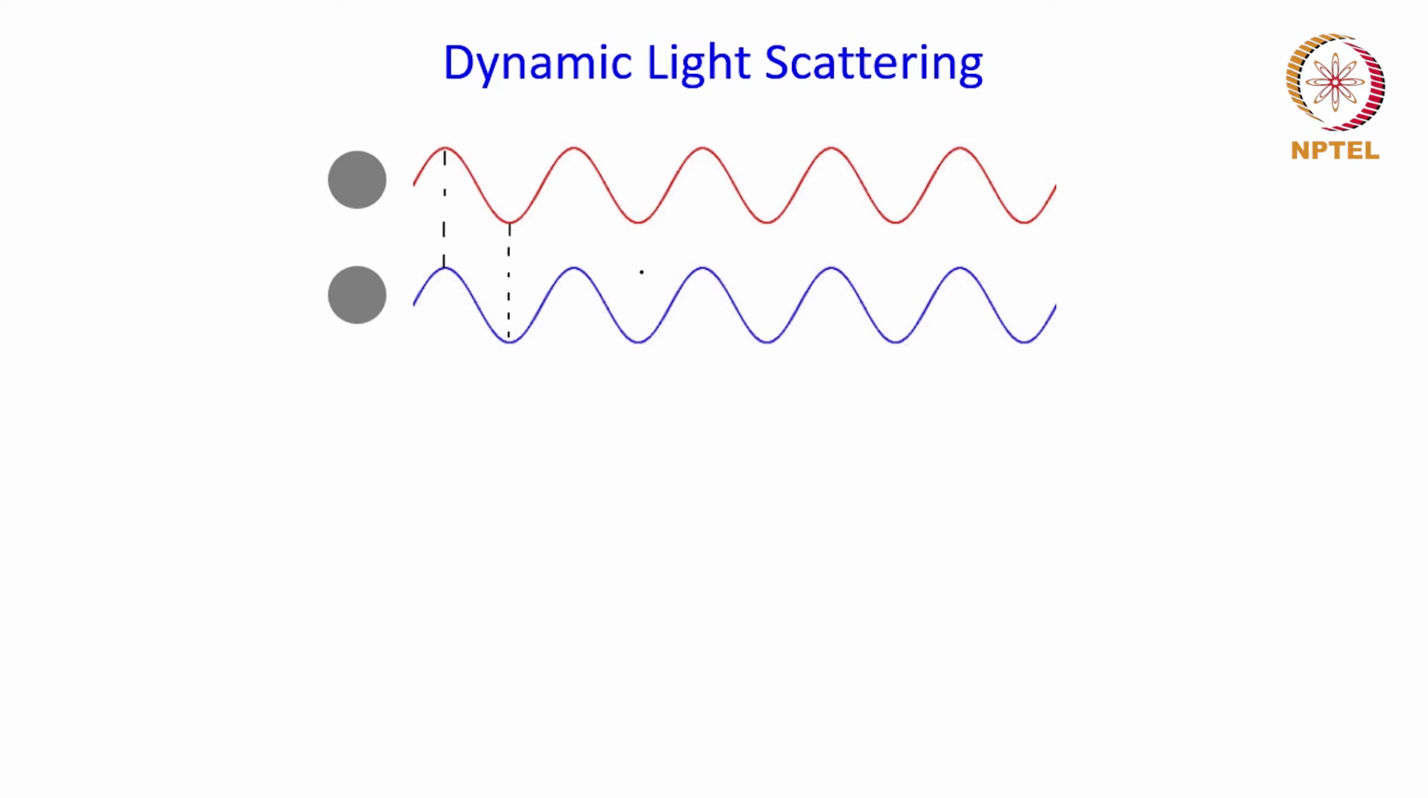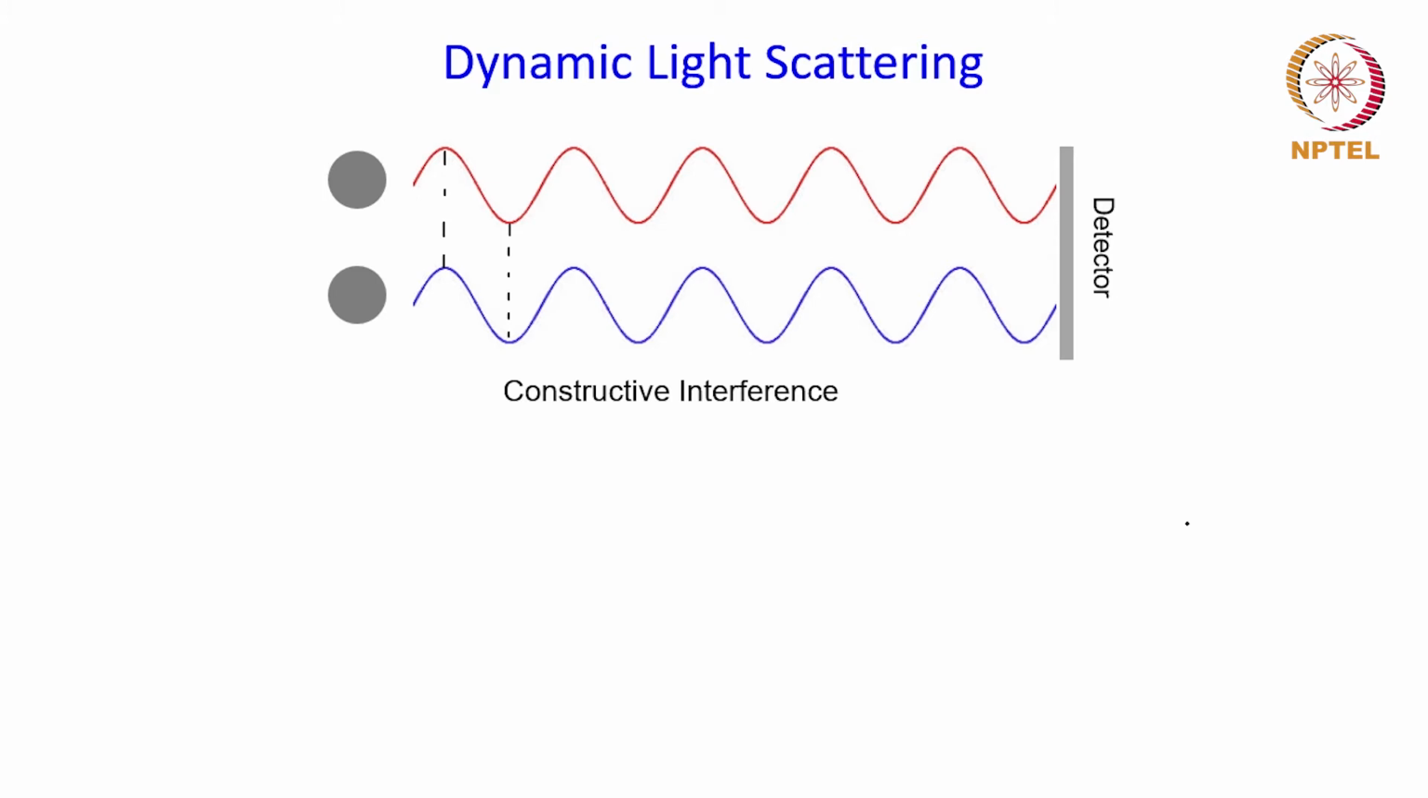And as a result of that, if you have the detector over here, the intensity which is received at the detector will be enhanced, and therefore this kind of interaction between waves is known as constructive interference, right?